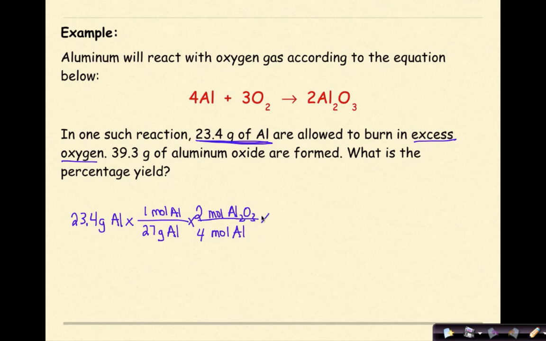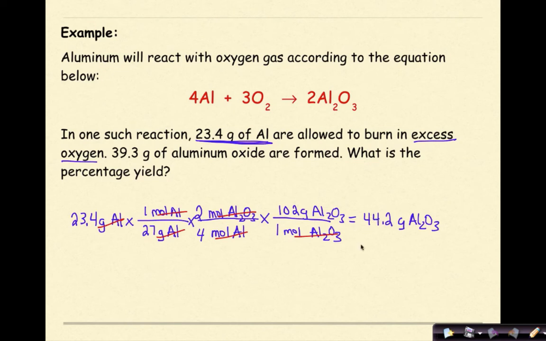So the last thing that I'm going to do is convert my moles of Al2O3 into the mass of Al2O3. So 1 mole of Al2O3 is equivalent to 102 grams of Al2O3. And before I plug this all into my calculator, I'm going to make sure that my units cancel. So grams, grams, moles, moles, moles, moles, left with mass. And when I work this out, this is going to be my theoretical yield. So 44.2 grams of Al2O3 should be produced in a perfect world where there is no error, no problems, no equipment failure, no distractions. This is my theoretical yield.